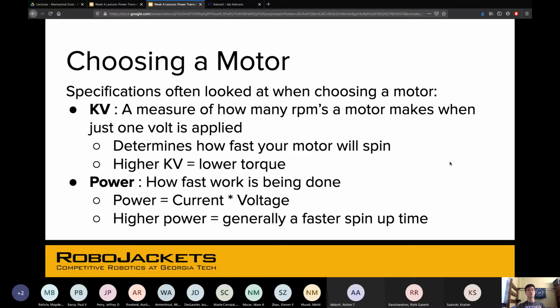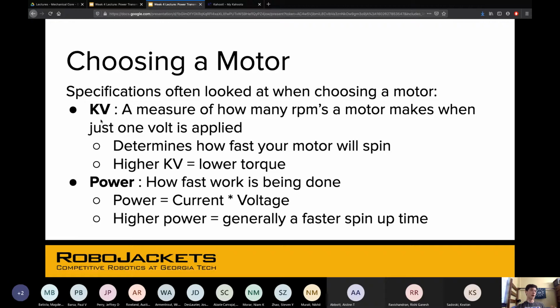So when we're looking at motors and you've got a website open and you're looking at this motor that you might want to buy, or you're looking at one that you already have, you're going to be looking at a lot of different numbers. And so we'll talk about a little more of them. So you've got kV, and as you can see here, it's a measure of how many rotations per minute a motor makes when just 1 volt is applied.